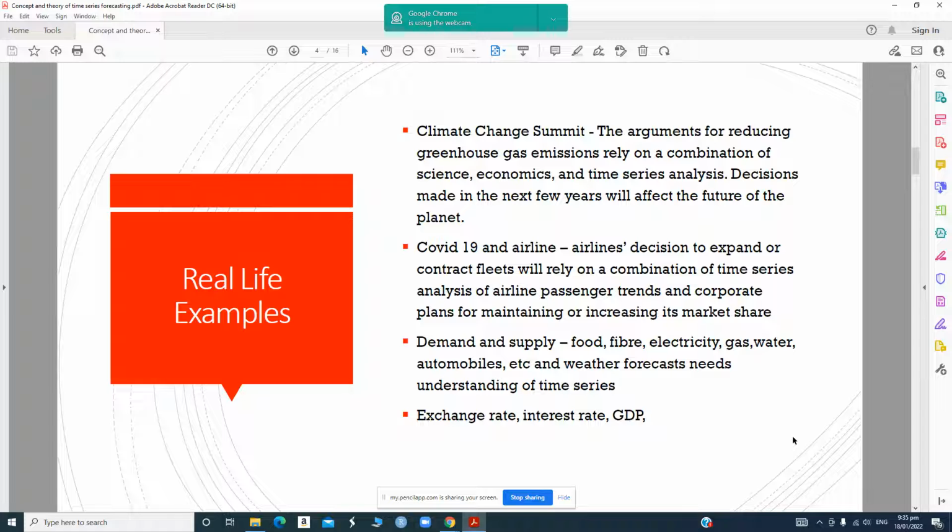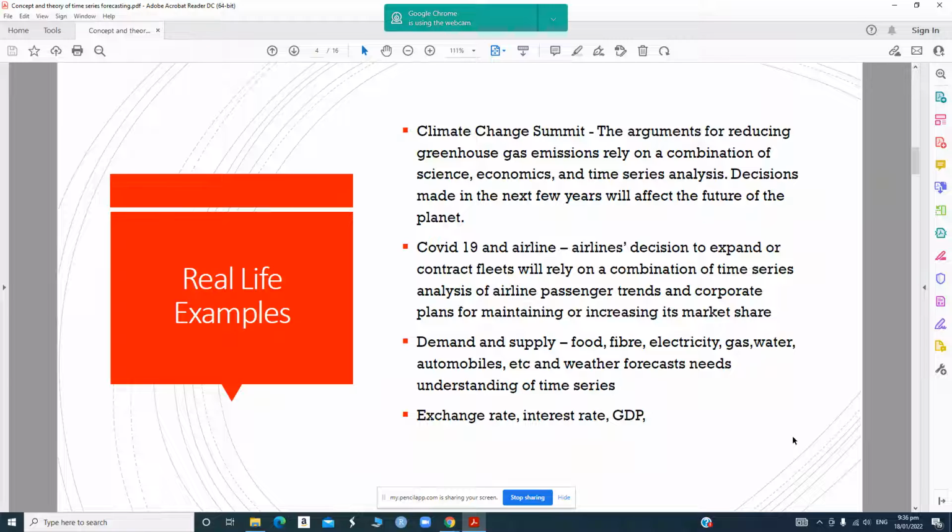In terms of real life examples, recently the climate change summit was held, and the argument for reducing greenhouse gas emission definitely relies on a combination of various time series analyses coming from science, economics, or various disciplines. And whether we like it or not, we still have to make decisions that will affect our future in the area of climate change. And such decisions definitely will rely on our basic understanding of time series analysis.